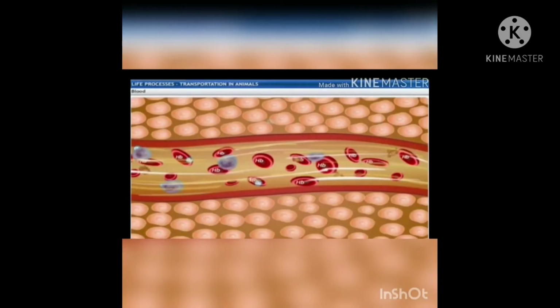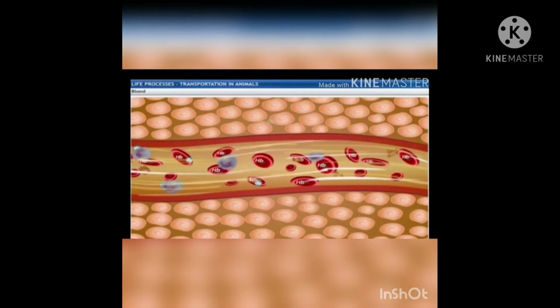Next, WBC. They are colorless, nucleated blood corpuscles, and last year you studied about different types of WBCs like neutrophil, eosinophil, basophil, monocyte, and lymphocyte. The major function of WBC is ingestion of germs and secretion of antibodies and heparin.